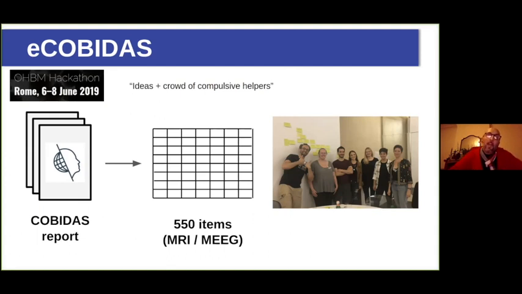And so one of the things that happened during that hackathon is that we finished turning the whole COBIDAS report into an extensive spreadsheet and tried to refine the work that Cassandra had done. We also worked on the MEG part that Cassandra had not touched, because at that time the MEG report was just not fully finalized yet. So we were already going ahead and trying to move forward on that as well.